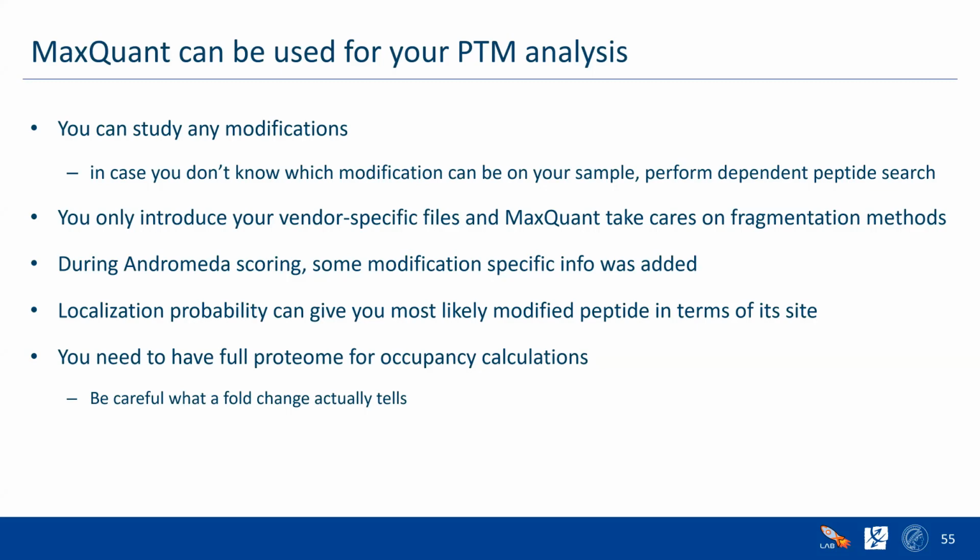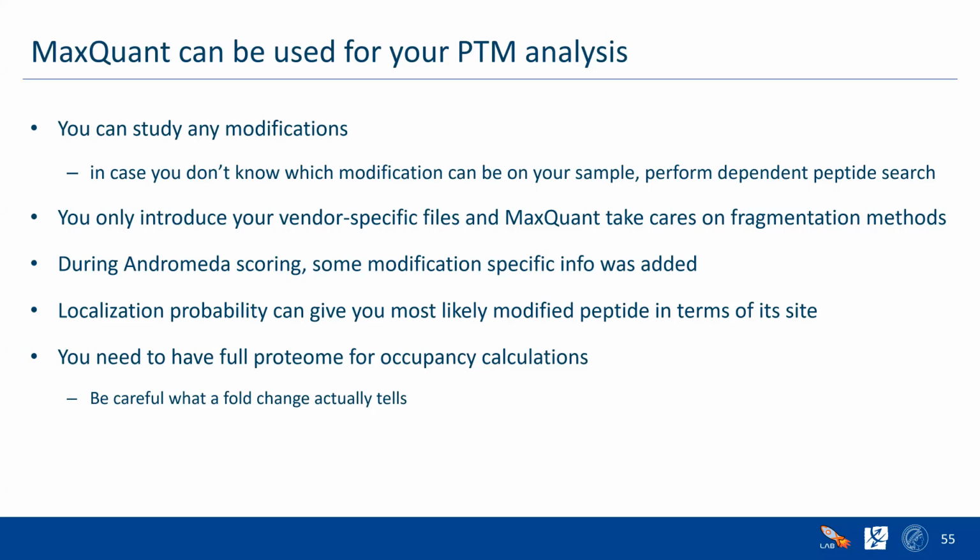We talked about a lot of fragmentation methods, and do you really need to care about this? This is really the beauty of MaxQuant. As a user, it's very friendly because you don't need to worry about these vendor-specific details. MaxQuant will parse the raw files, find which fragmentation method is being used, and then use it for the Andromeda scoring. But this knowledge is still good to know in terms of PTMs. And during Andromeda scoring, some modification-specific information was added.